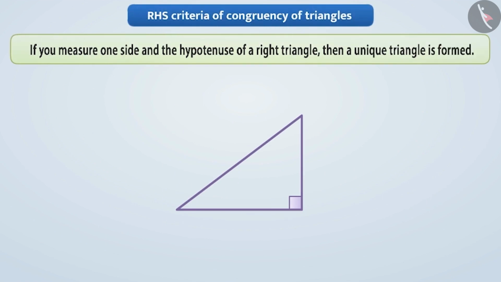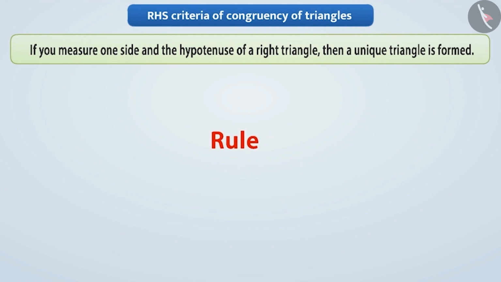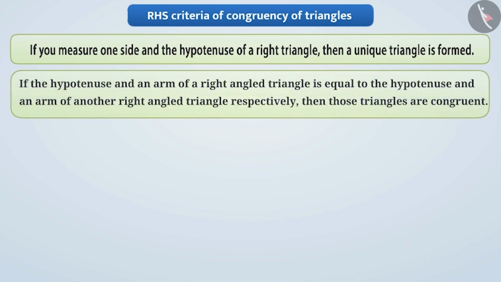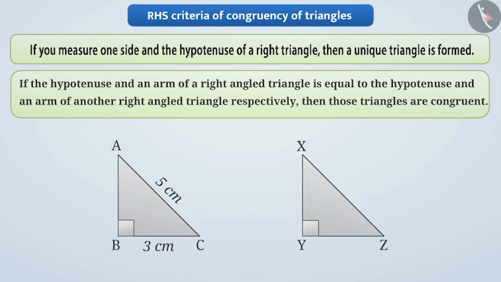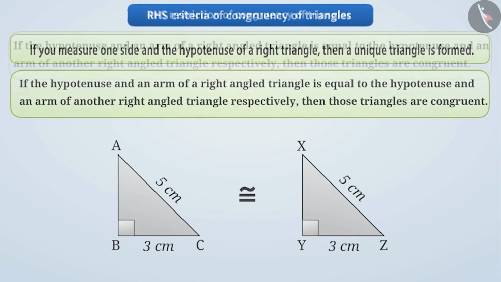With this understanding, we can get another rule for checking congruency of triangles. Can you tell me what it will be? Give it a thought. Come on. Absolutely right. If under a congruence, the hypotenuse and one arm of a right-angled triangle are equal to the hypotenuse and one arm of another right-angled triangle respectively, then those triangles are congruent.